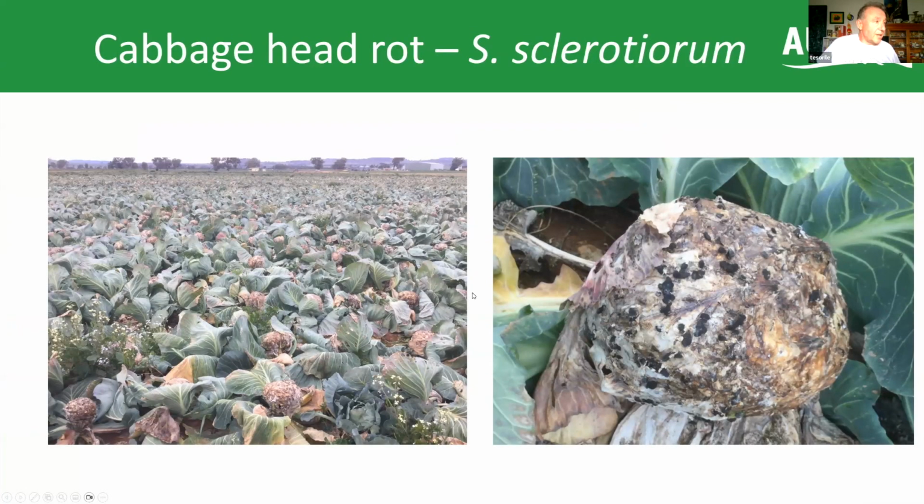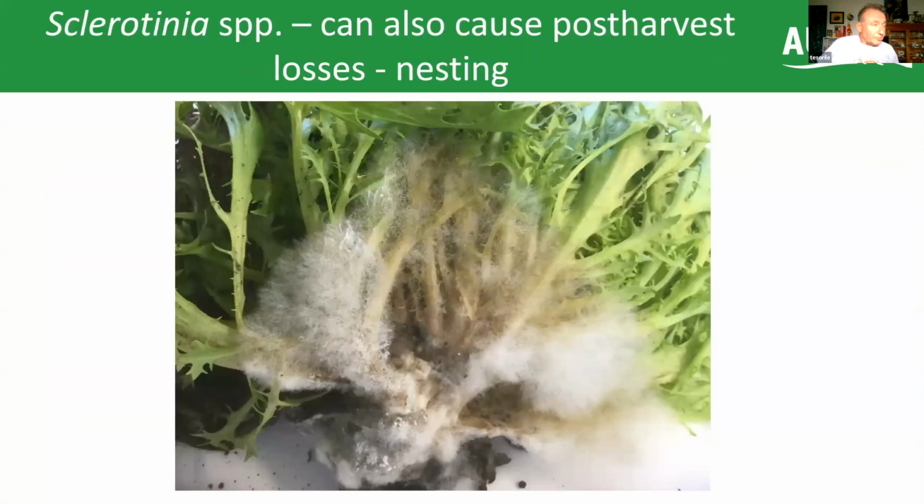And here's a pretty bad example of a cabbage crop infected with, and in this case, abandoned due to sclerotinia infection. And it's probably worth noting that even if prices are low and you don't want to harvest all of your crop, by leaving the affected plants there, all you're doing is growing the fungus that's going to survive in the soil for the next crop.